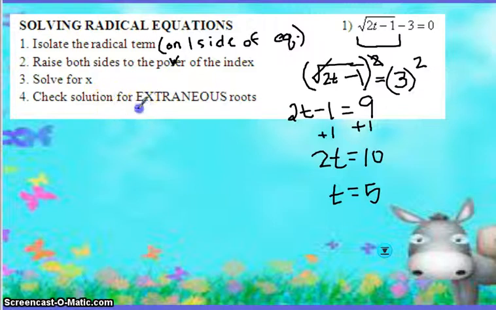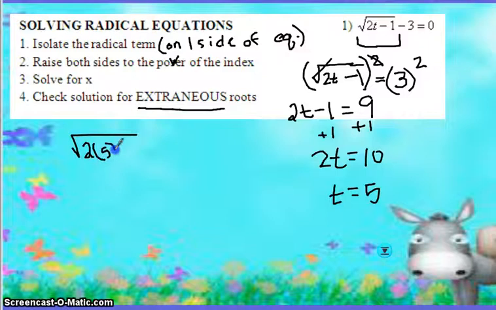Step 4 says check for extraneous roots. This came up last chapter when we were looking for solutions to rational equations where we had some where the denominator equaled 0. We called those extraneous roots. Same thing we are going to look for here.